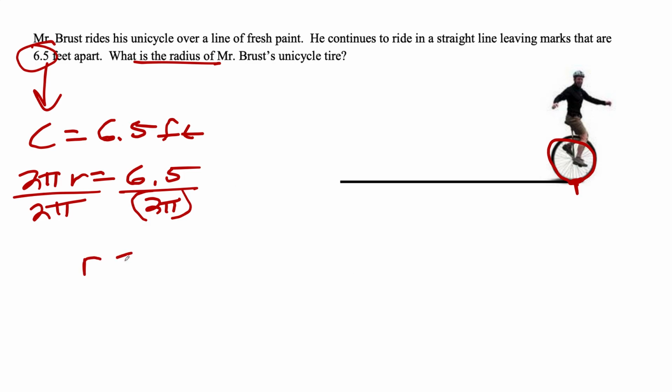That means the radius is 1.0345 feet. Okay? Please make sure if you're going to divide by 2 pi in one step, you have it in parentheses, or it doesn't work. I think that's it.